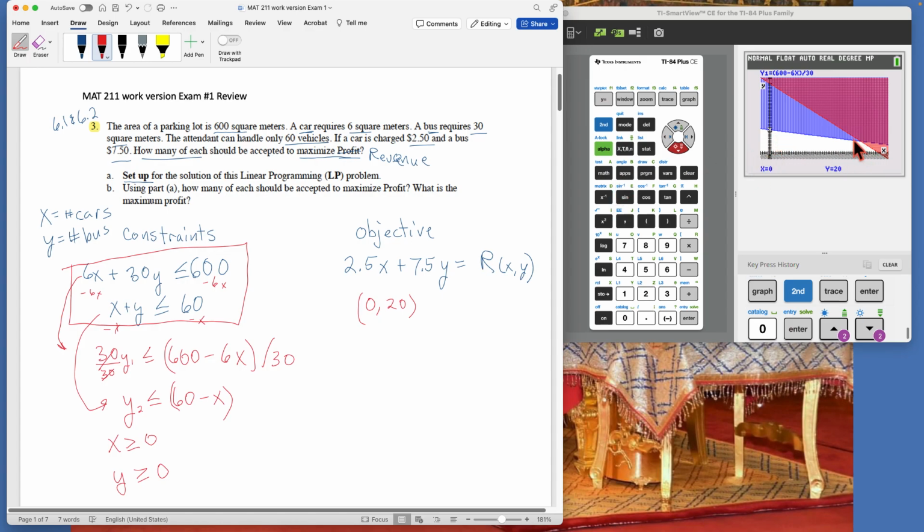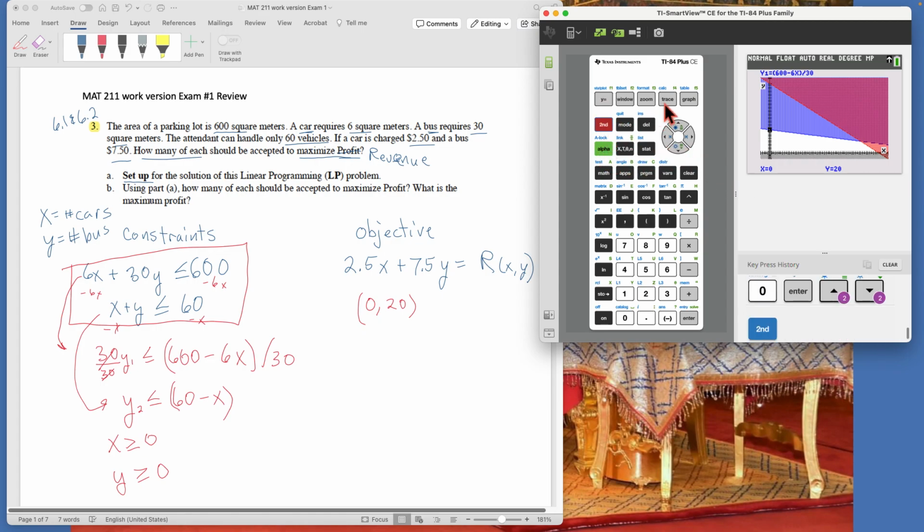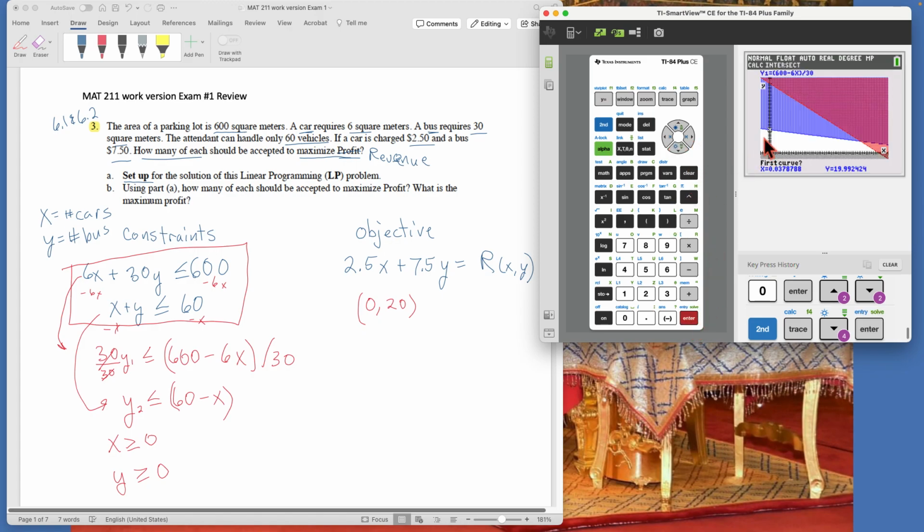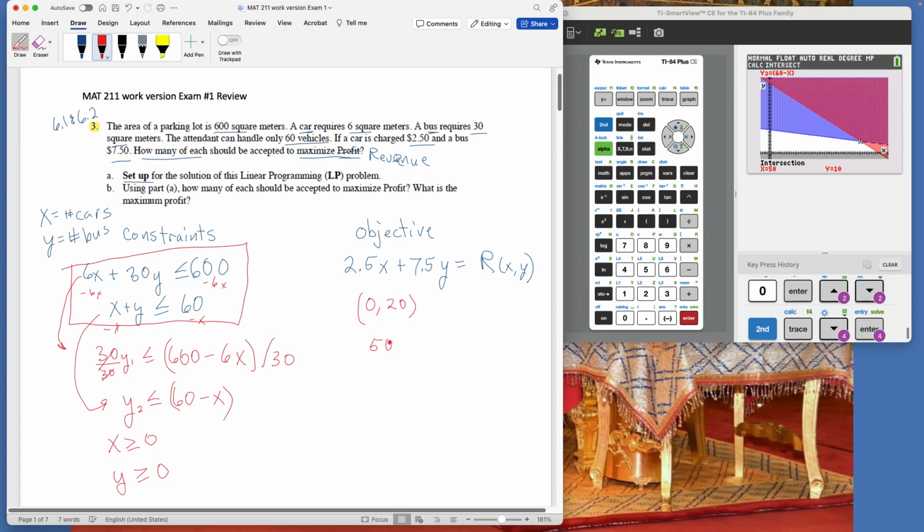I want this intersection between these two lines, so I go second calc, intersect, and I want to be along this line, which I am. I'm just going to hit enter. It jumped up to this line, which is y2, 60 minus x. You can see that up there, and that's the second line I do want to be on, so I can just hit enter. And then if it asks for a guess, I can just hit enter, and it's going to find the intersection of those two, and it finds it right there with the little flashy guy, and it tells me that's 50, 10. Okay, so here's another point: 50 cars, 10 buses.